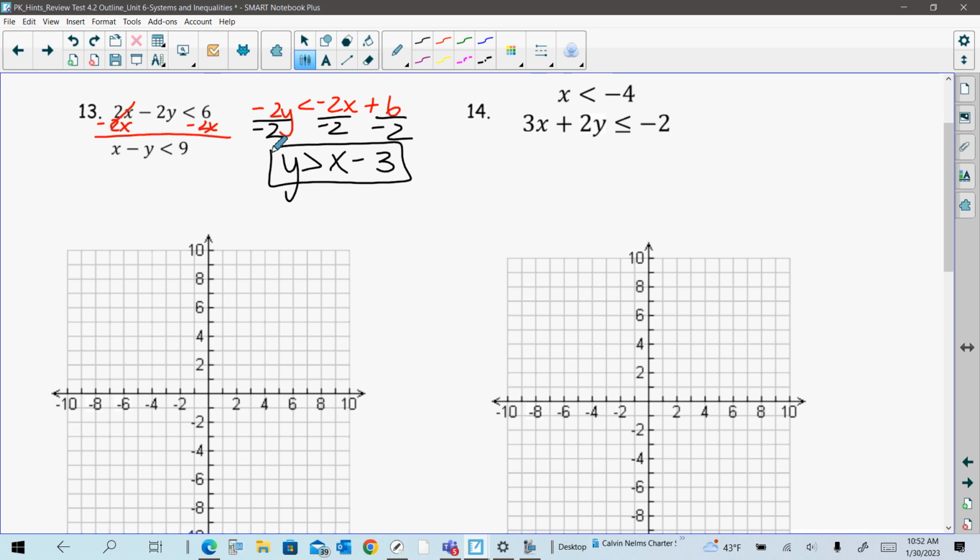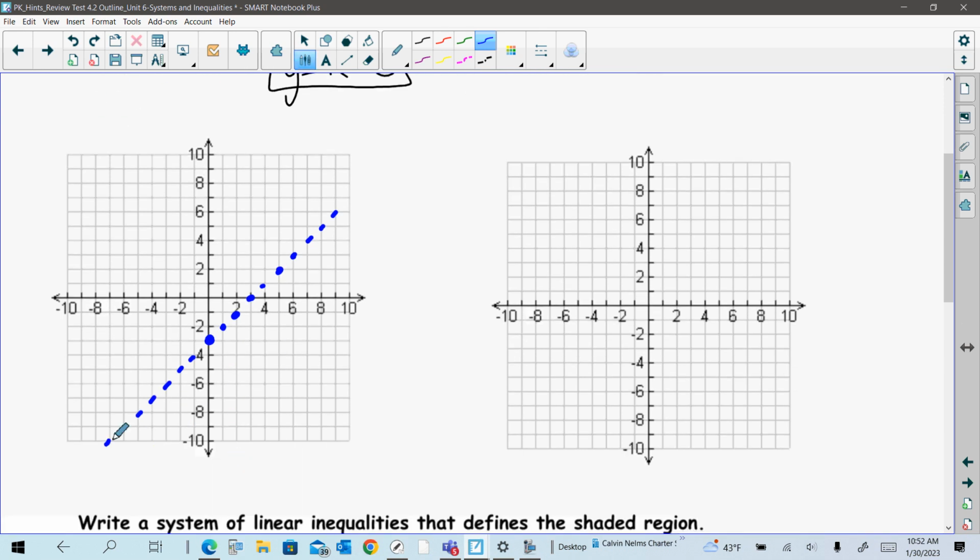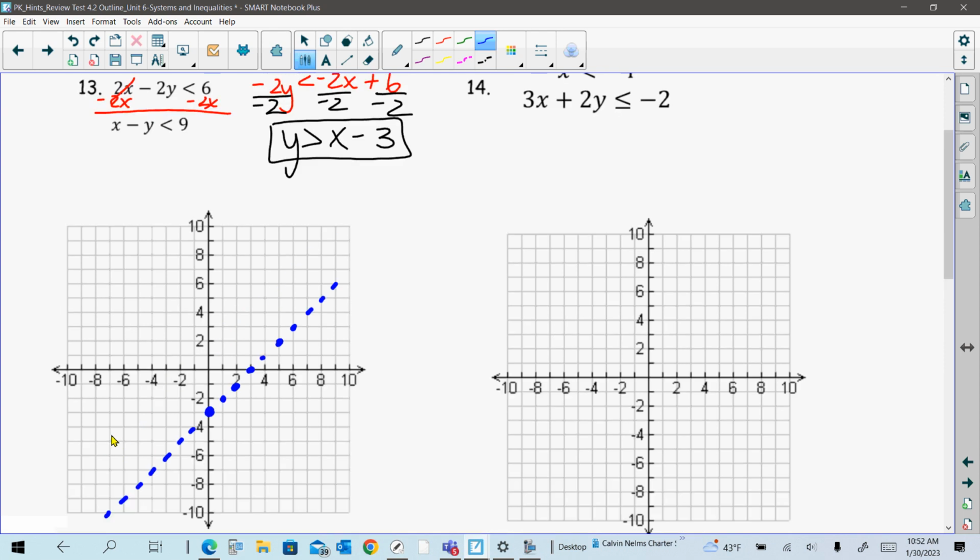So that means we are starting at -3 on the y-axis. A slope of 1 means up 1 to the right 1. It's going to be a dotted or dashed line. And then if I look at this symbol, since it's greater than, where do we shade? Above.